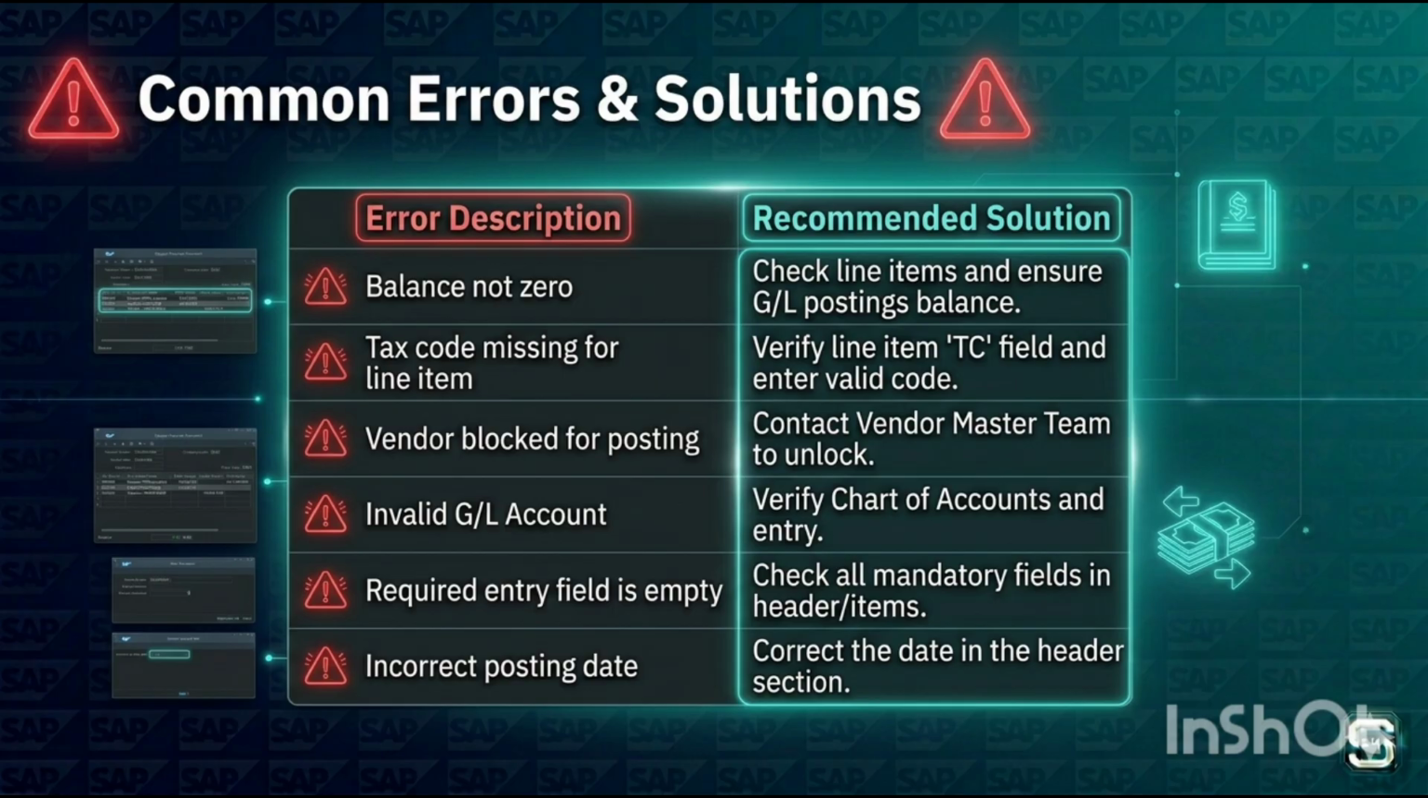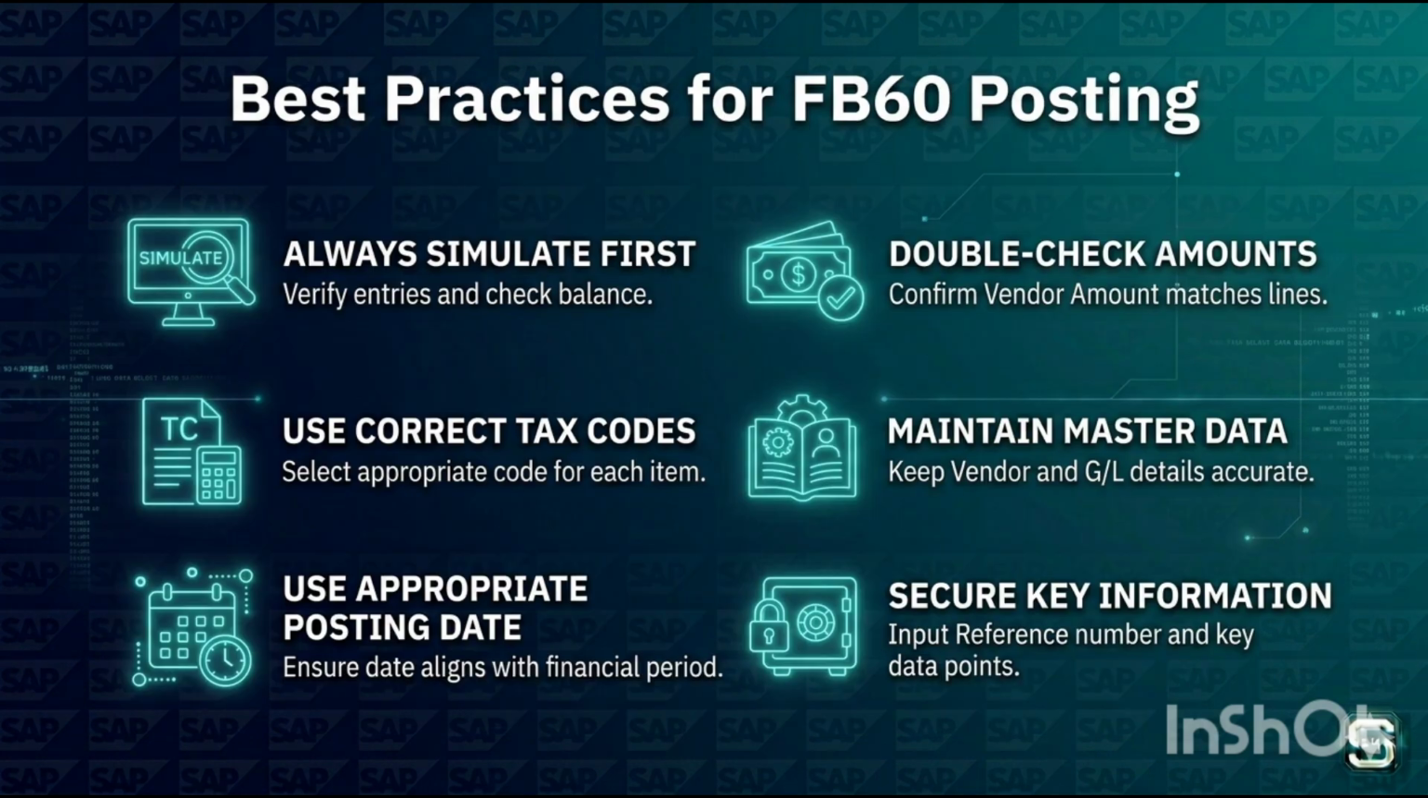So now we'll be discussing some of the best practices. Follow these practices for FB60. Always simulate first. Verify entries and check balance. Use correct tax codes. Select the appropriate code for each item. Use appropriate posting date. Ensure that the date aligns with the financial period. Double check amounts. Confirm vendor amount matches the line item wise amounts.